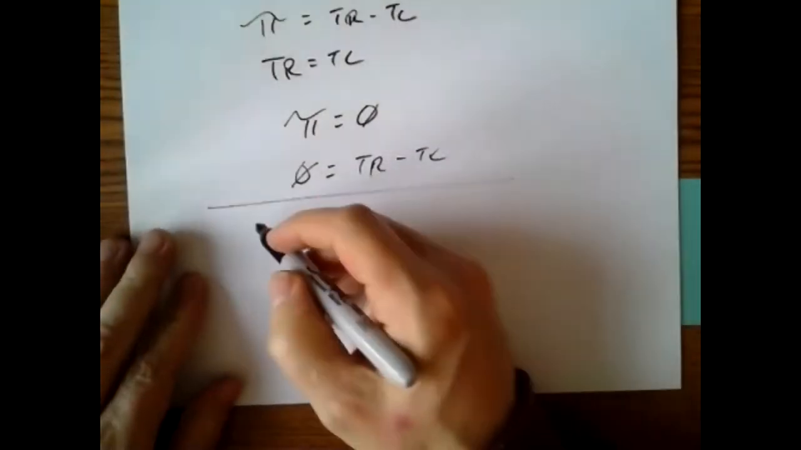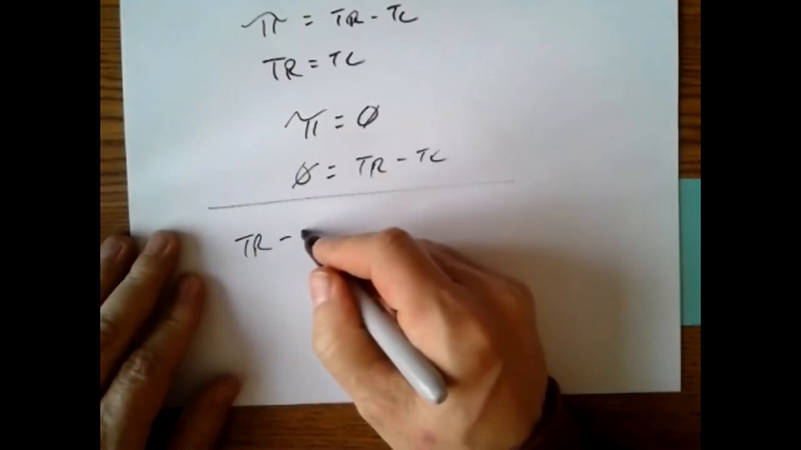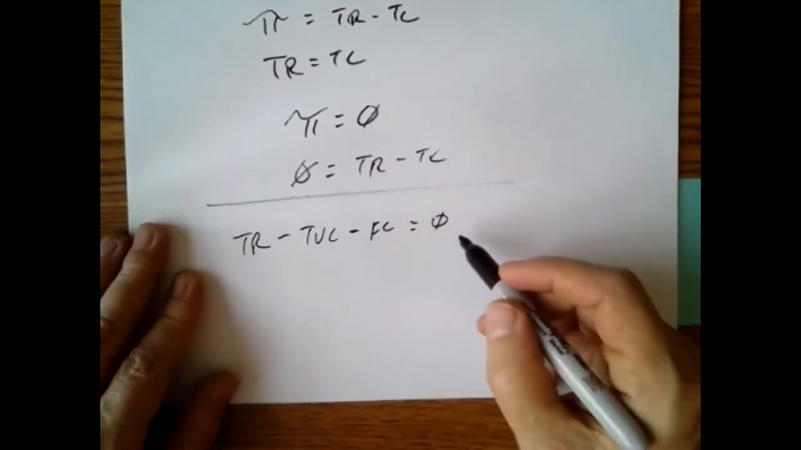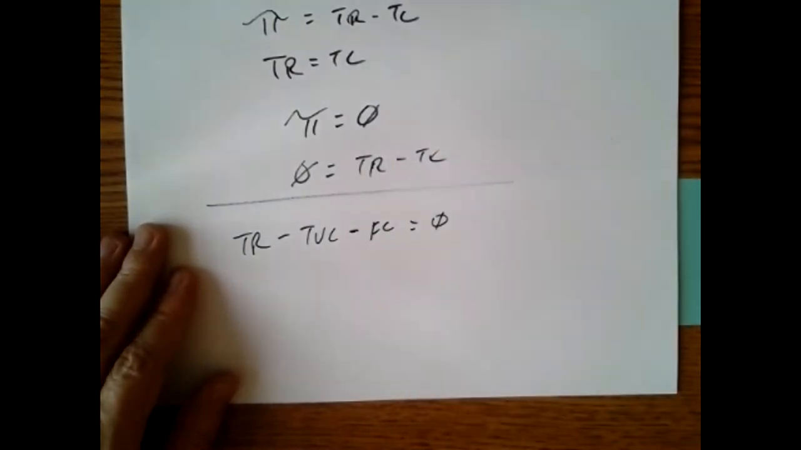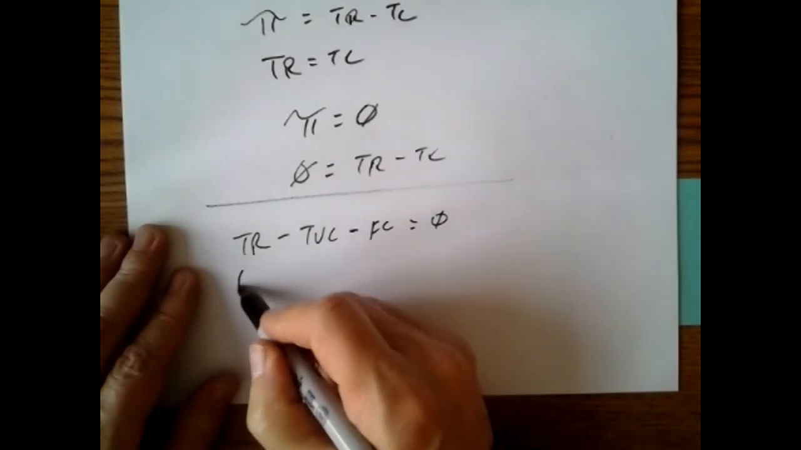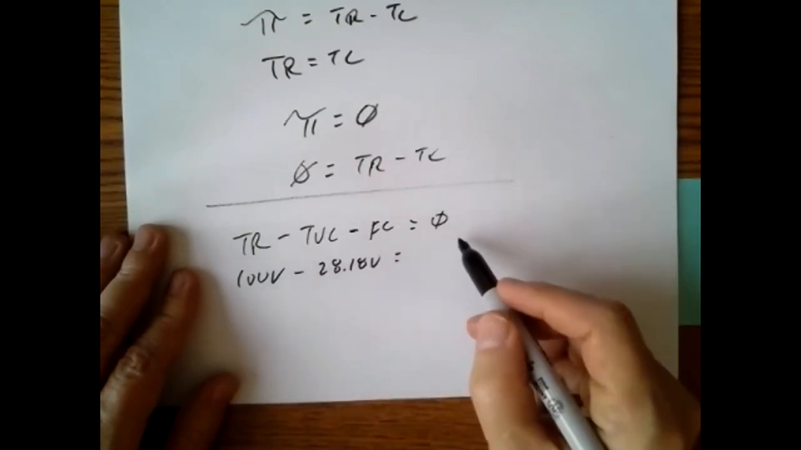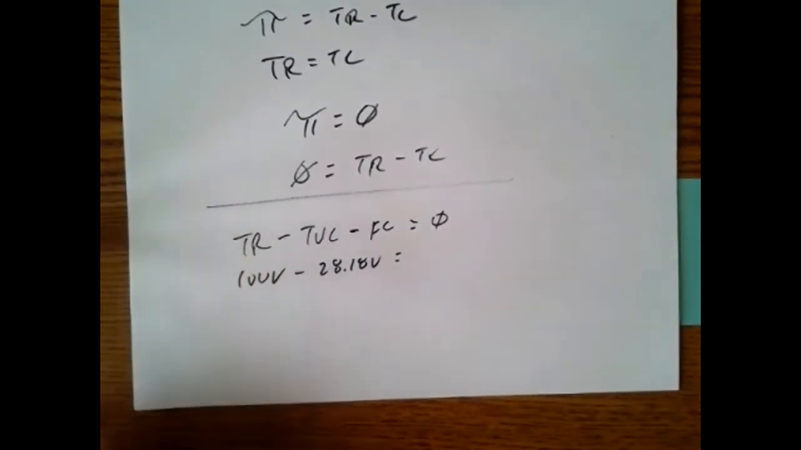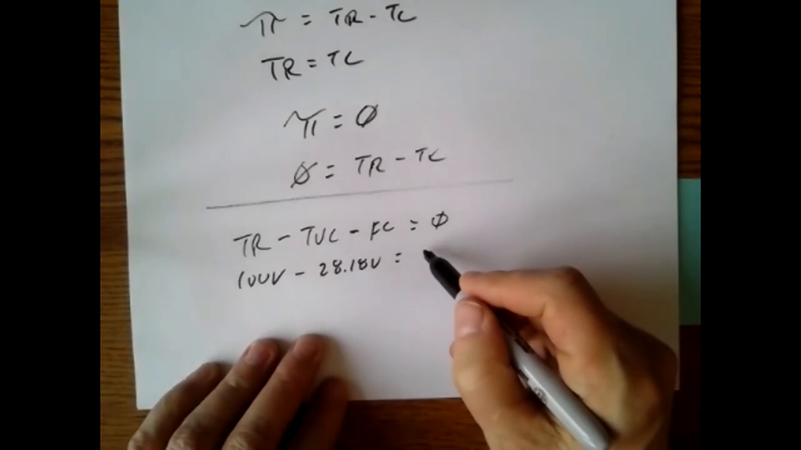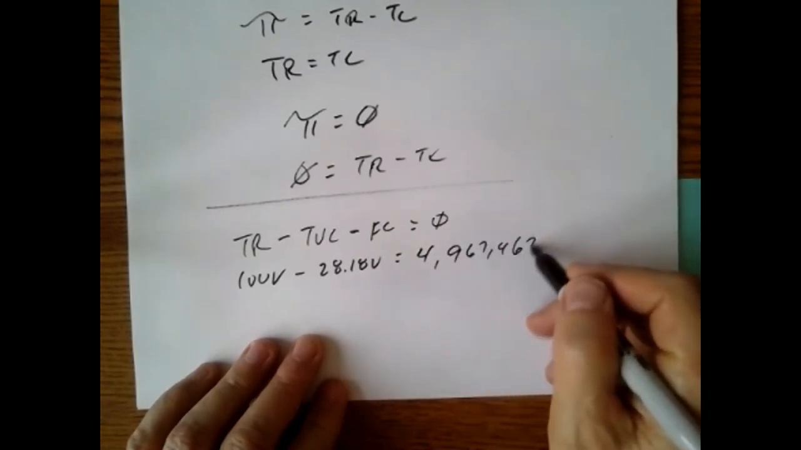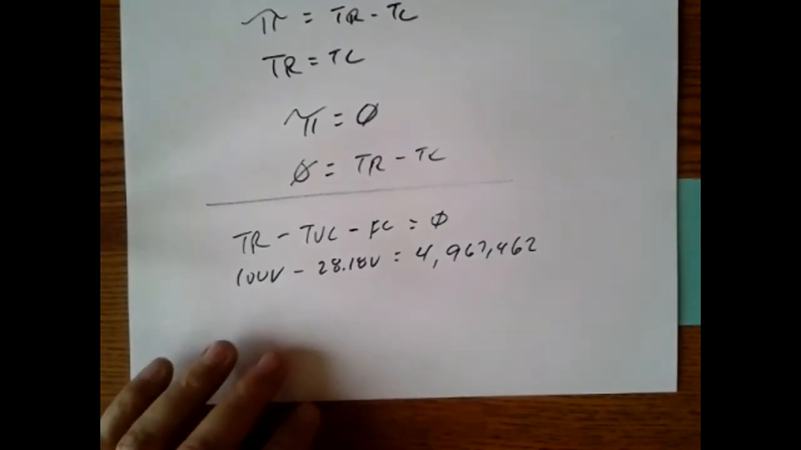Rather than using the shortcut the book was doing, let's say that we've got total revenue minus total variable cost minus fixed cost equals zero, right? We know that total revenue is 100V. Total variable cost is 28.18V, and I'm going to put fixed cost over on this side. And that was 4,967,462. Right.